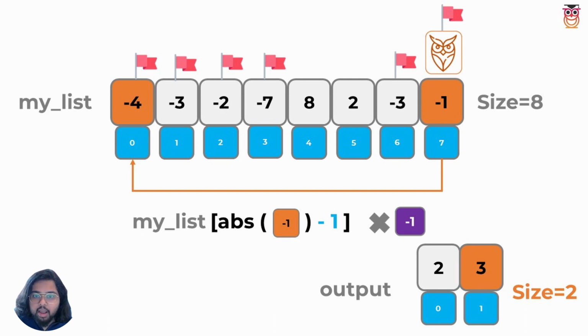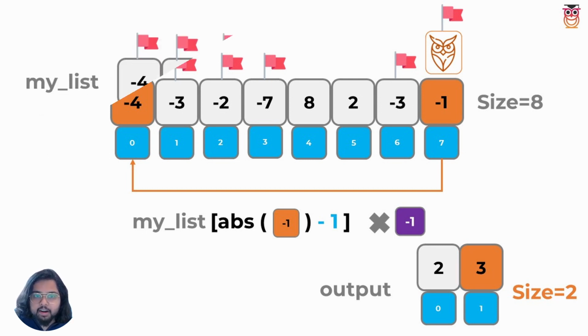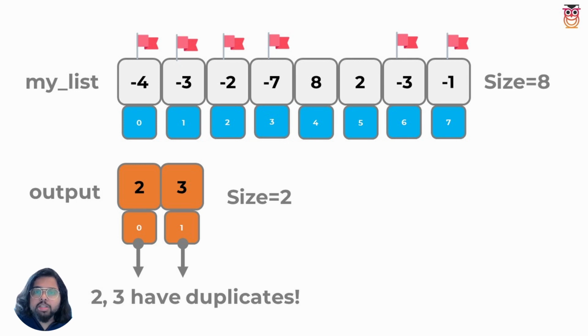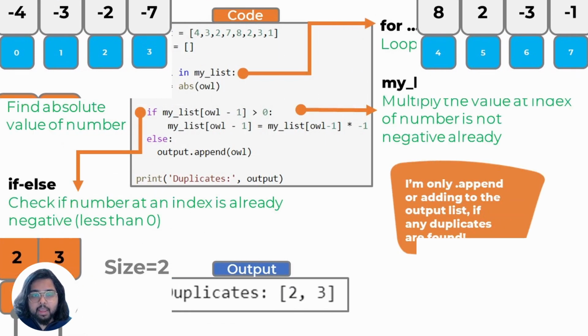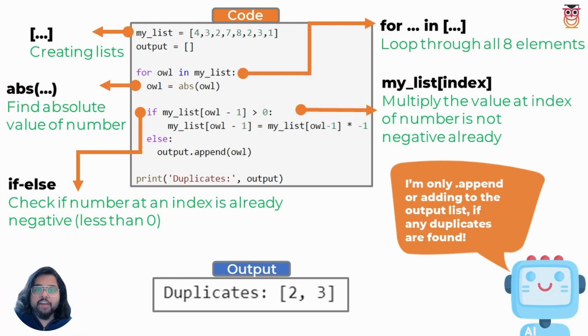When I see 1, I go to its absolute value list location at index 0 and multiply that by -1, which makes the 4 here negative, and I put a flag here. After all this, I have a much smaller list containing the duplicates of 2 and 3 only, and the original array or list with some negative flags. Question: how do you think we set the alarms which alert us when a duplicate is detected? Conditionals, your if-else, of course.